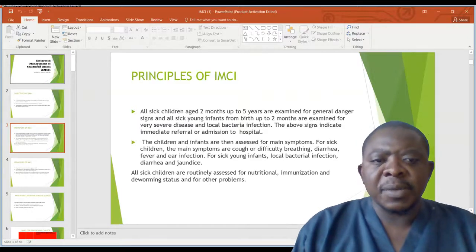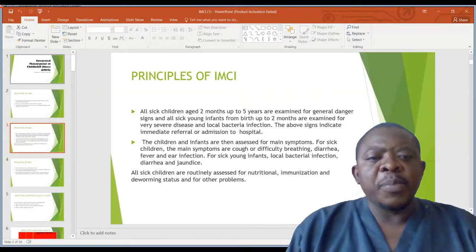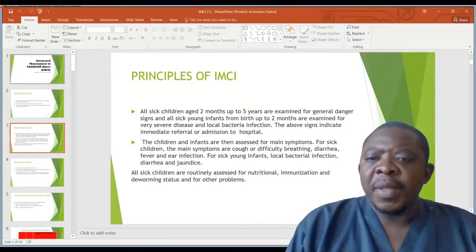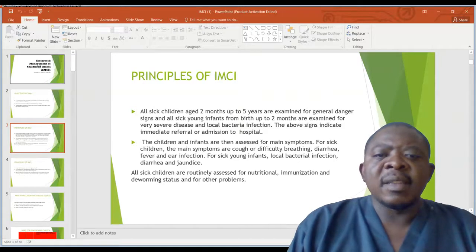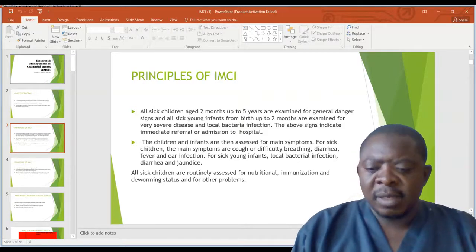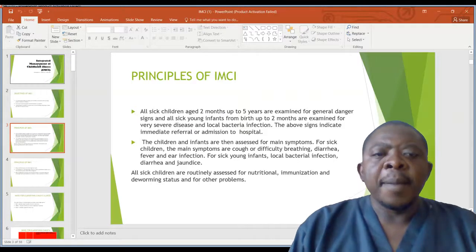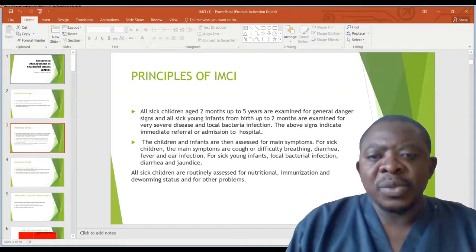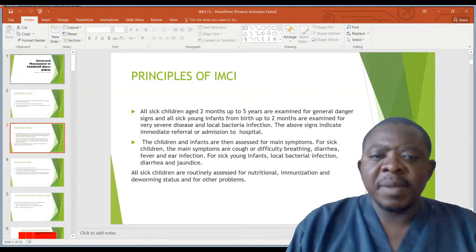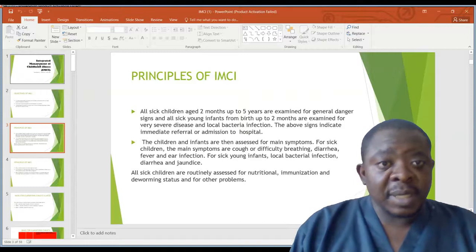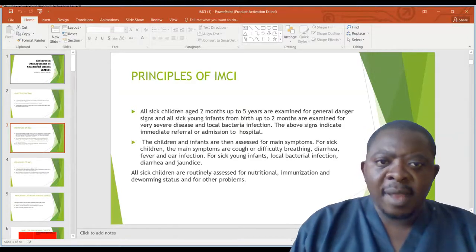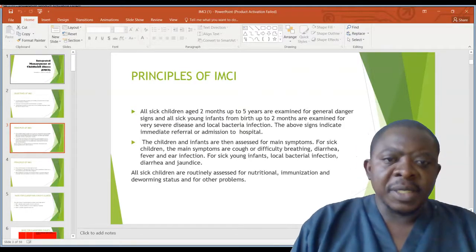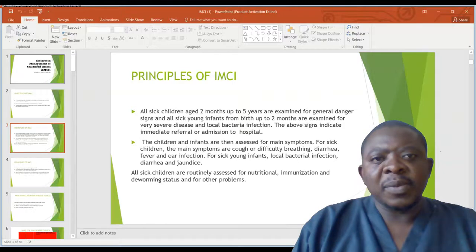It is also important to know that all sick children are routinely assessed for nutritional, immunization, and deworming status, and also for other problems. This is not necessarily part of the principles, but it is important that routinely we assess children for nutrition, immunization, deworming status, and other problems. That is why children under 5 come for growth monitoring, immunization, deworming, and assessment of other problems.